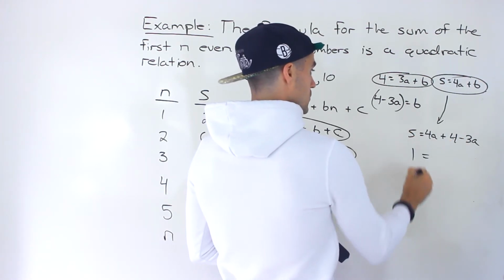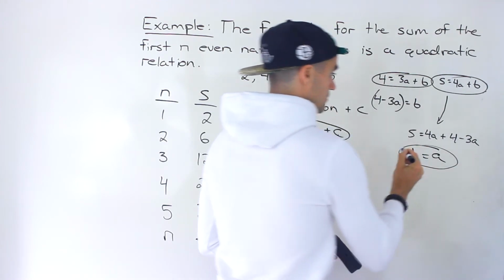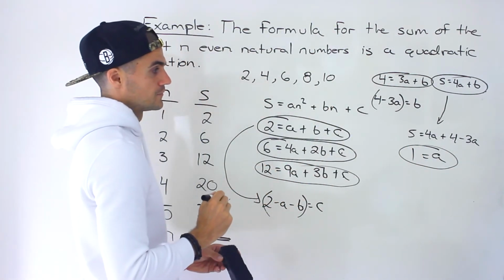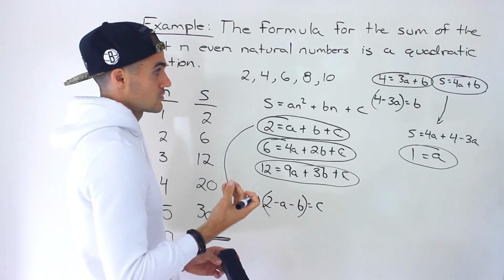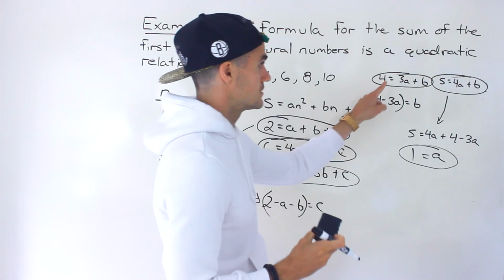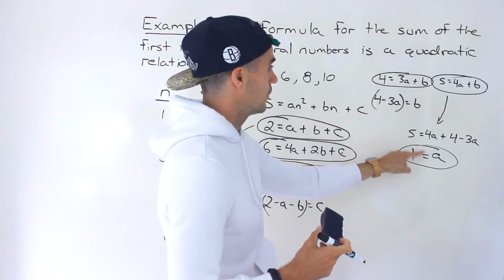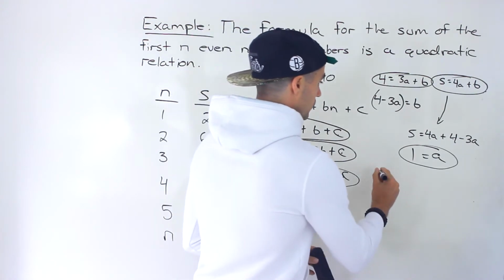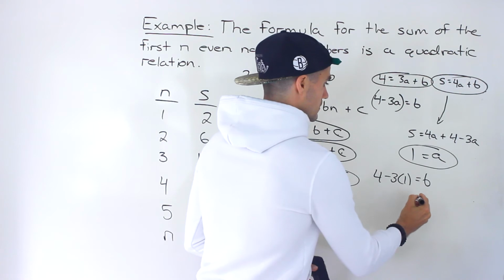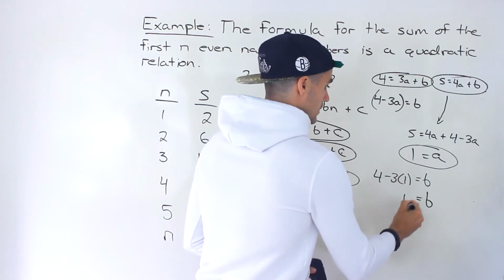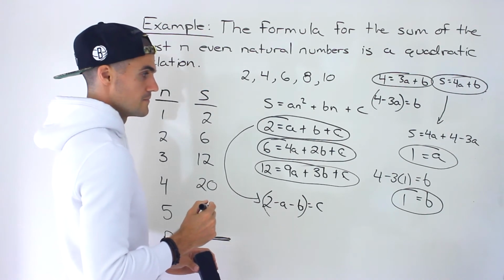Bring the 4 over. 5 minus 4 gives us 1. 4a minus 3a just gives us a. And so a is equal to 1. We get the a value. And then if we want to get the corresponding b value, we could plug it into either of these. I'll plug it in here since the b is isolated. So if I plug in 1 for a, I'll end up with 4 minus 3 times 1 is equal to the b value. 4 minus 3 would give us also a b value of 1.